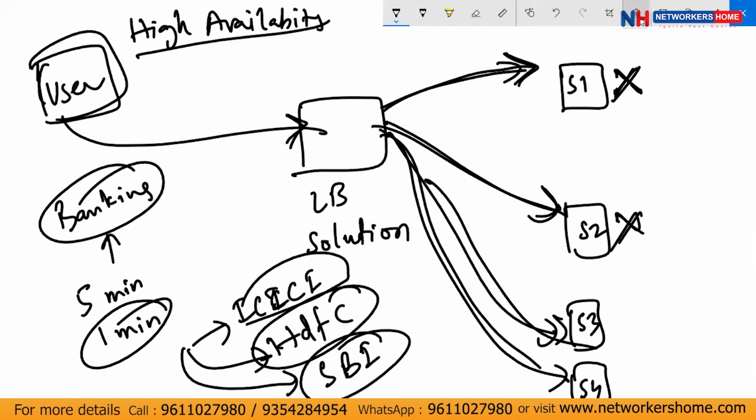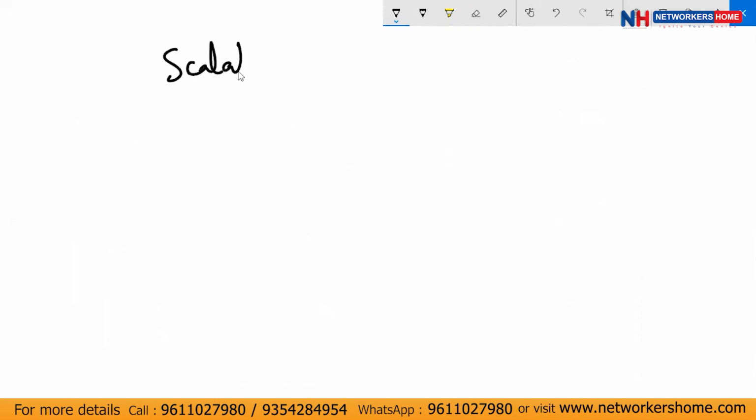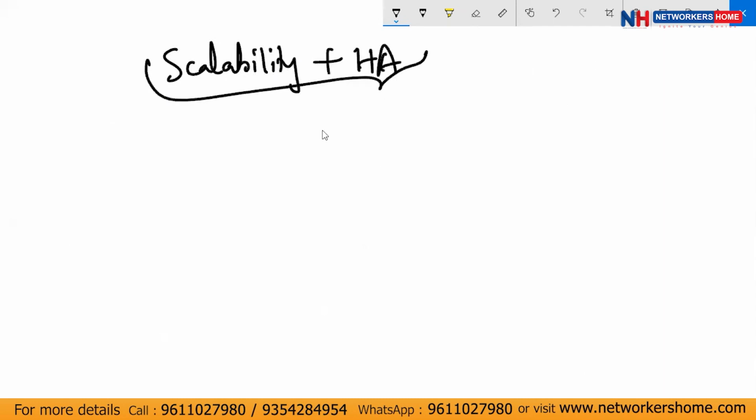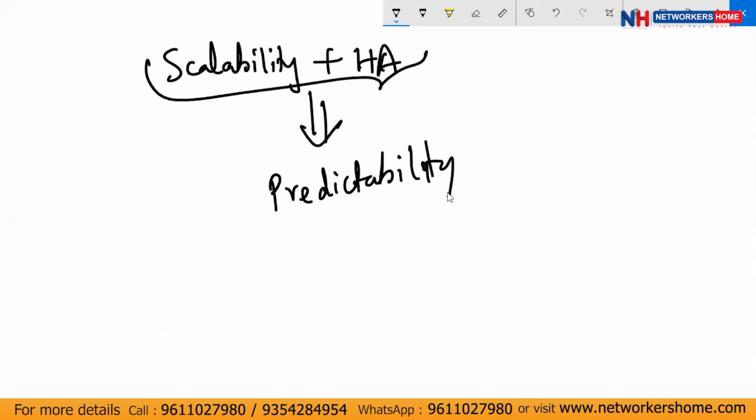So basically, scalability and high availability, both of these result in predictability.